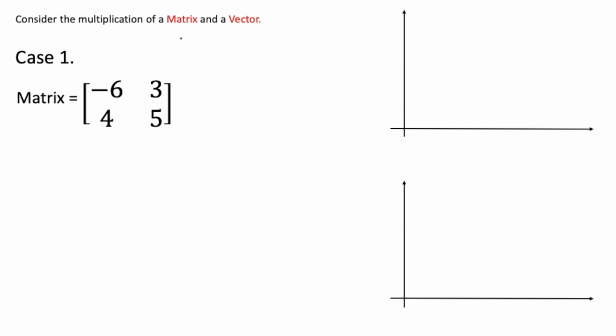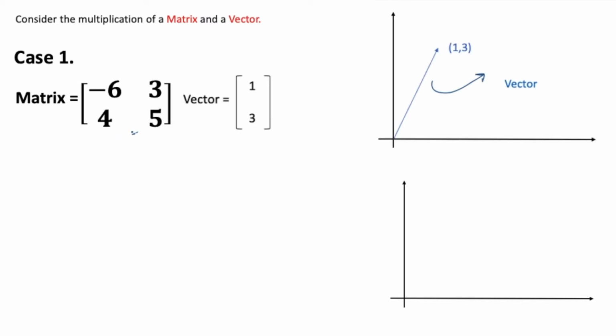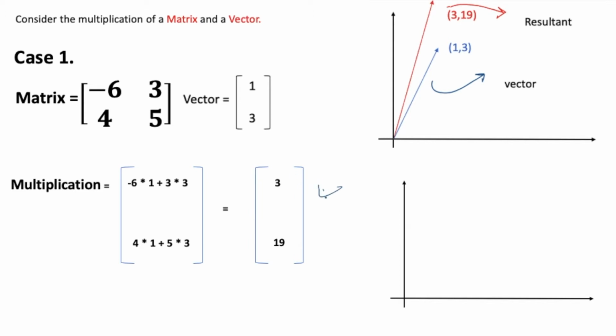Let's consider the multiplication of a matrix and a vector. This is how the matrix looks like. This is our matrix and this is our vector. Now, this is how the multiplication of this matrix with this vector looks like. I hope you all know how to multiply a matrix with a vector. If you don't know, you can Google. I'm not covering matrix multiplication in this video. Now, this is the resultant we get.